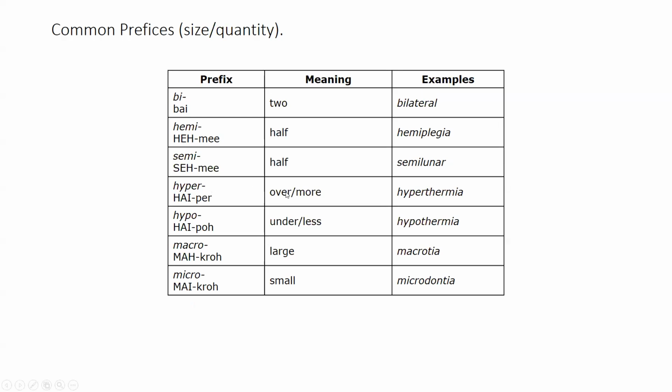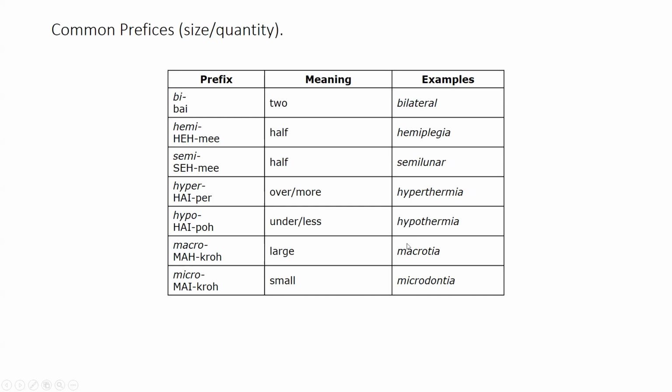Hyper means more or over. So hyperthermia means a condition of too much heat. Hypo means under or less. So hypothermia means a condition of not enough heat.